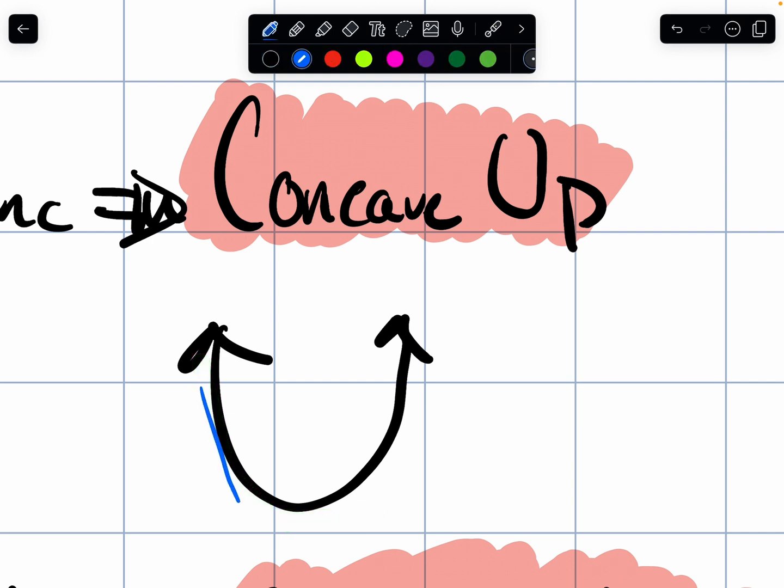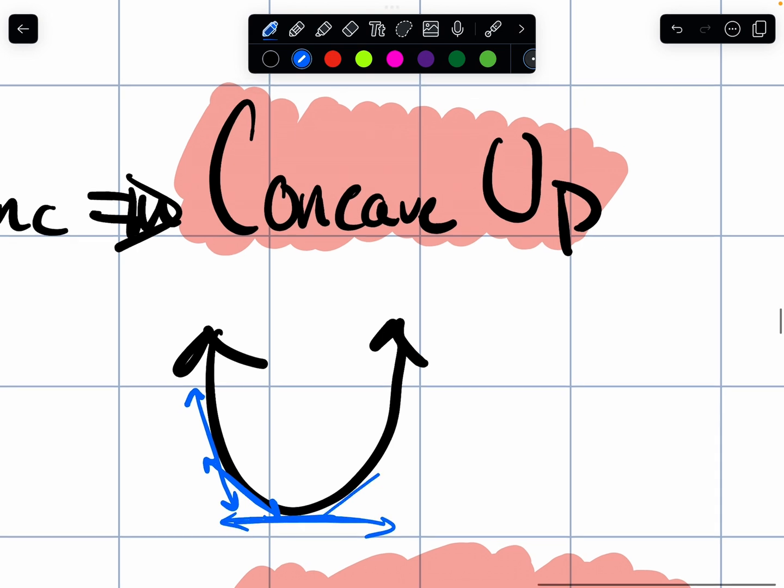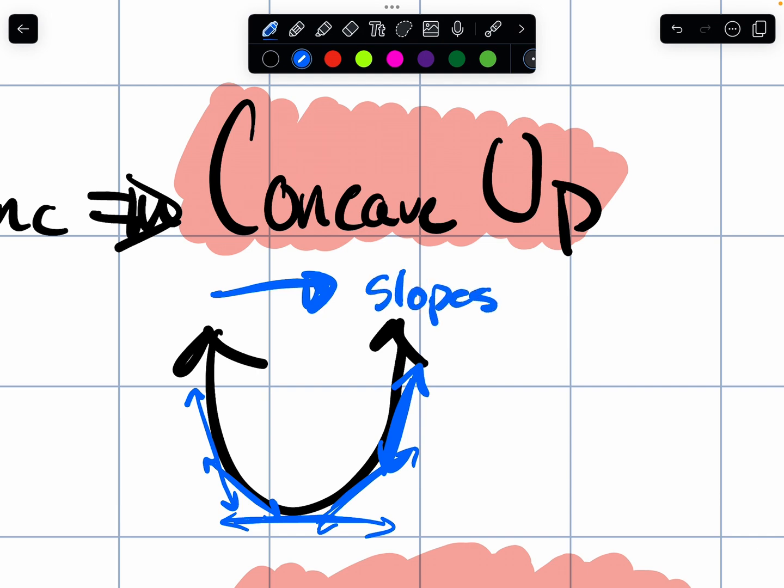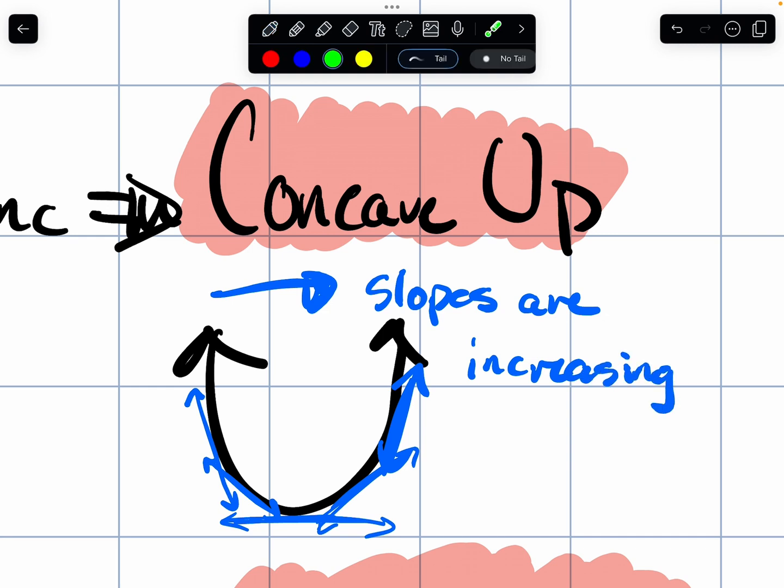Right here, the slope is really negative. Over here, the slope is still pretty negative. Over here on the bottom, my slope is 0, actually. And then over here, it's kind of positive. And then it's really positive here. So as I go from left to right, our slopes are increasing over time. And your shape of the graph is going to look like this.